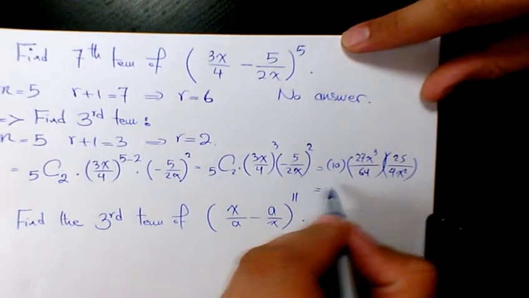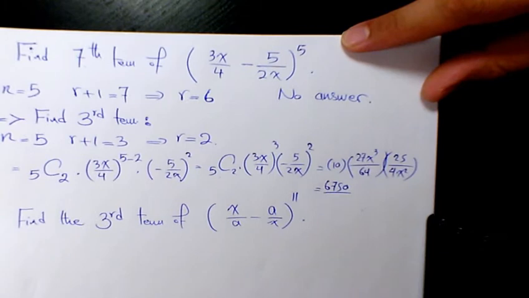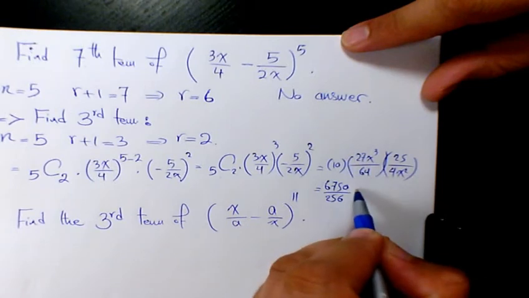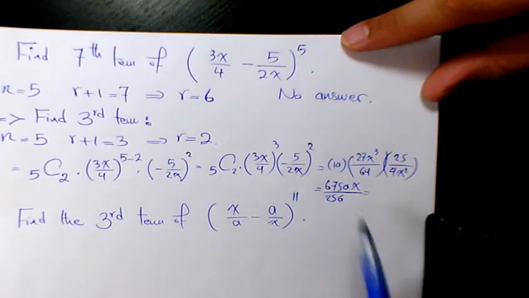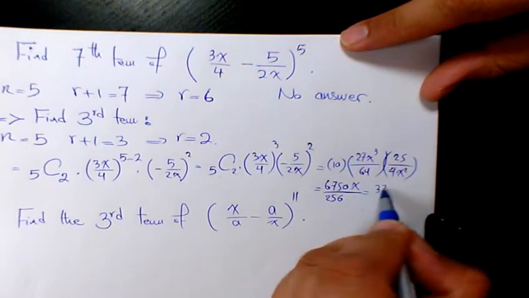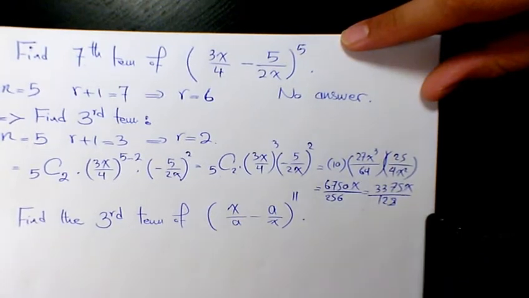So that's going to be 6,750 divided by 64 times 4, 256, times x. When you simplify it, 6750 divided by 2, that's going to be 3375x over 128. You cannot simplify it more than that.